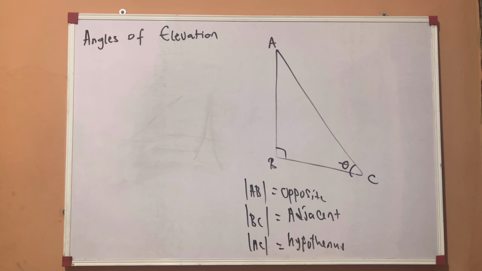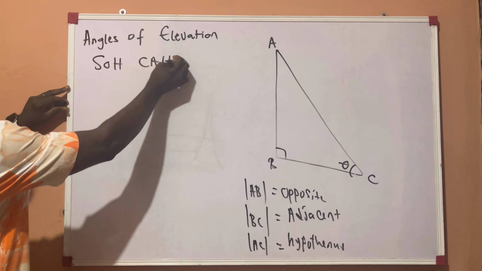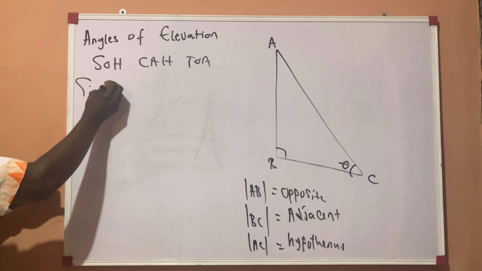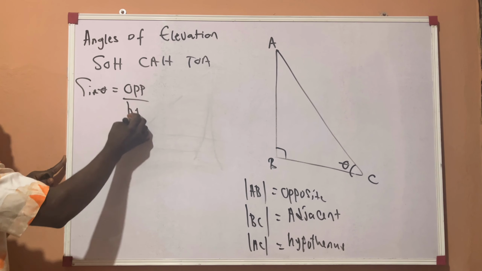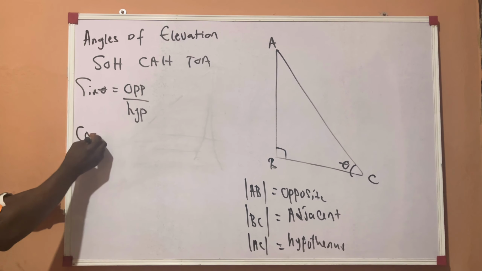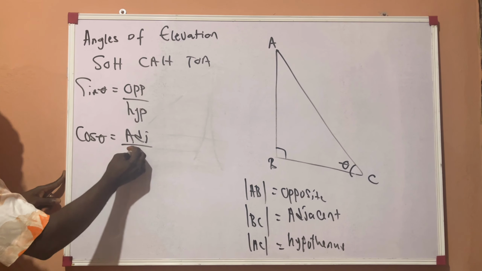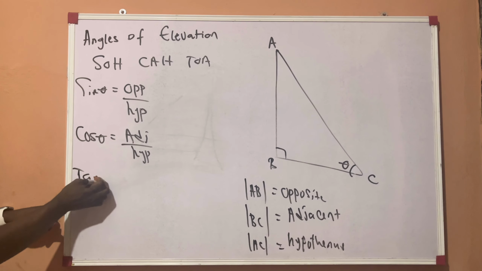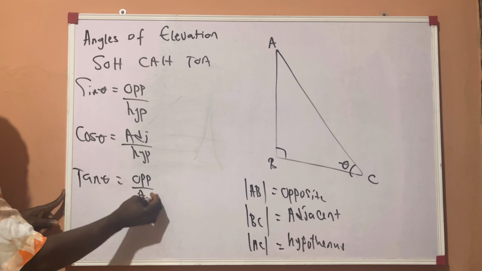For you to be able to solve problems under angles of elevation, you need to understand the basic trigonometric ratios, which are SOH, CAH, TOA. SOH: sin theta is equal to O, opposite, over H, hypotenuse. CAH: cos theta is equal to A, adjacent, over hypotenuse. And lastly, TOA: tan theta is equal to O, opposite, over A, adjacent.